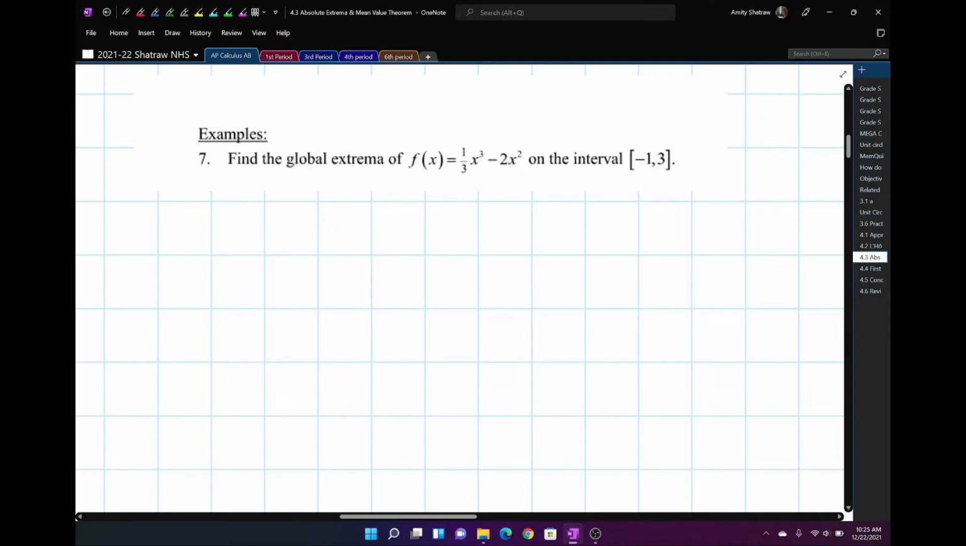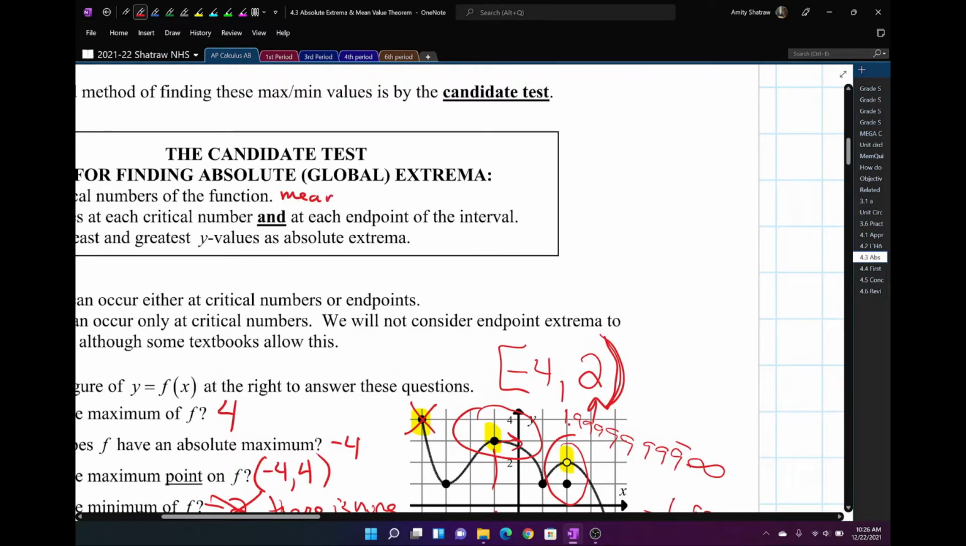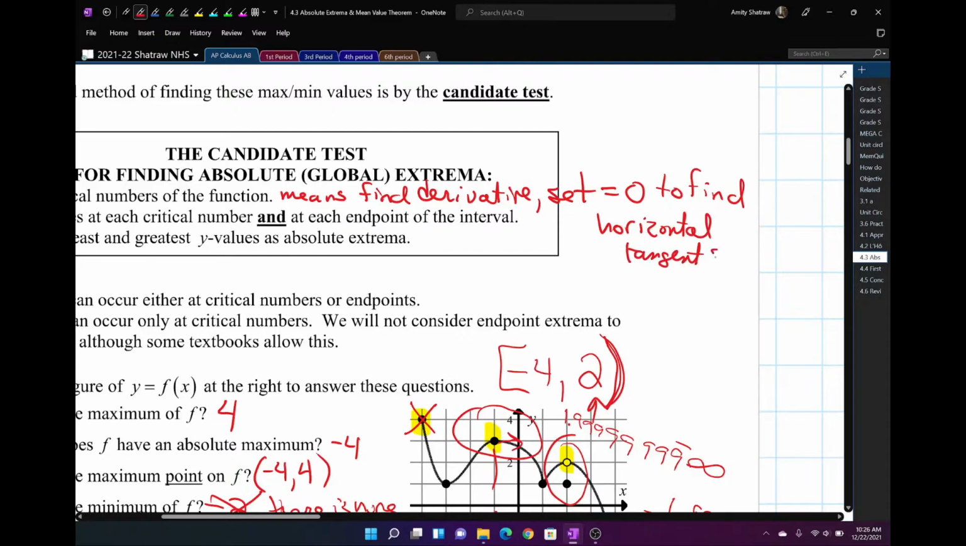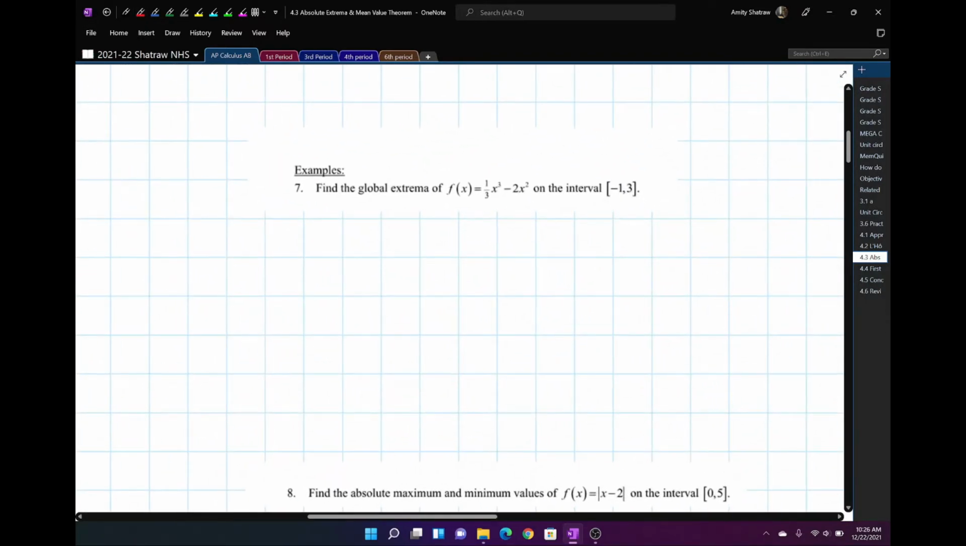And there's a process here. I want to say that the process that he writes down, find all critical numbers of the function, find the y values at each critical number and at the endpoints, choose the least and greatest y values as absolute extrema, isn't as clear as I'd like it to be. So let me say this: finding the critical numbers means find the derivative, set it equal to 0 to find those horizontal tangents. And then those are going to be my critical numbers. And then I'll check the critical values once I get there. So step one will always be find the derivative.